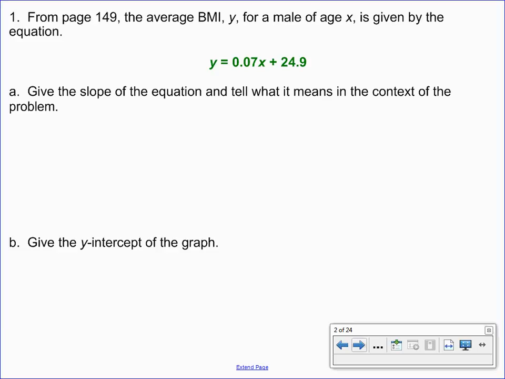Be ready to share with the class: what's the slope in that linear equation? Katie? 0.07. Good. Let's interpret that in the context of the problem. That always refers back to the situation: what does that 0.07 mean? Margo? How much the BMI goes up each month. Absolutely. 0.07 represents how much the BMI, the body mass index for males, goes up each year that passes.